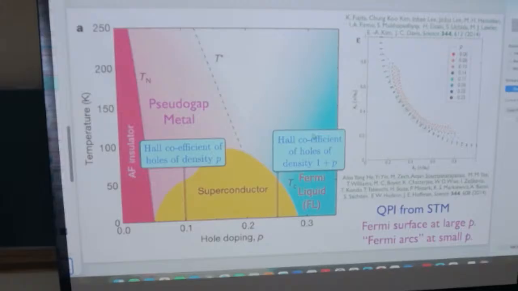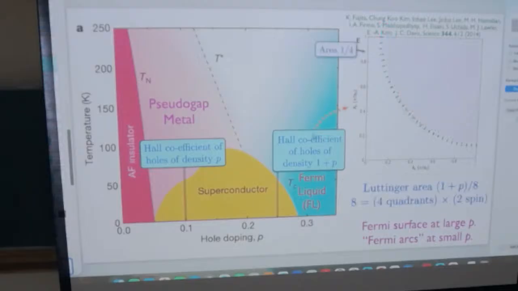But it's mostly an arc. Now, if you look at STM, then again you see at low doping you see the arcs, and at high doping you see the full Fermi surface. So at high doping, if you look at this area, it's in fact, in units where the area of this whole thing is 1/4, this area is 1 plus P over 8, and that actually works out.